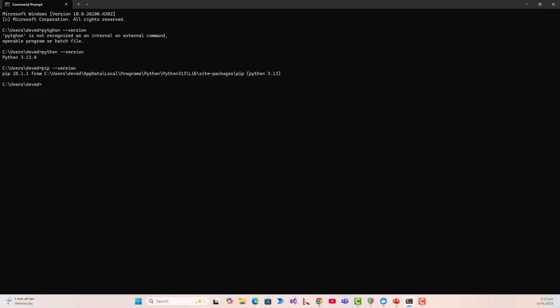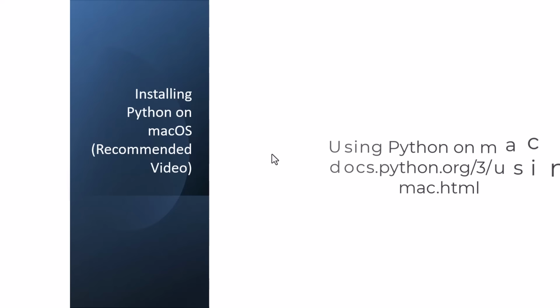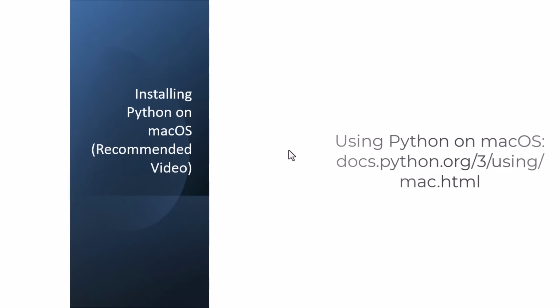So pip 25.1 is installed. That's all I wanted to tell you before moving to the next section. Now next is installing Python on macOS.